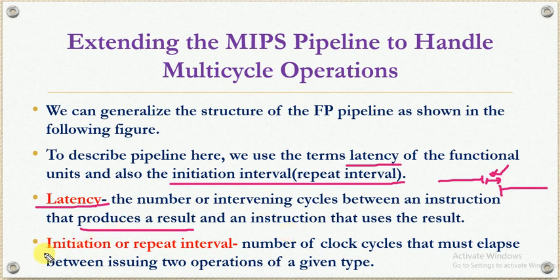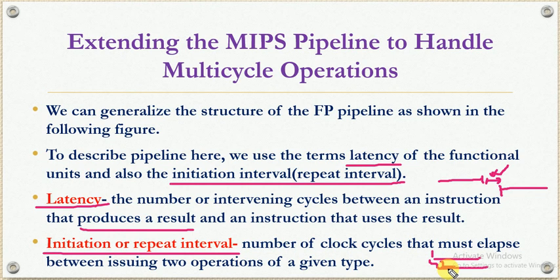Then the second point is initiation or repeat interval. It is the number of clock cycles that must elapse between issuing two operations of a given type. When two operations of the same type are given, say two addition operations, how long will it take to start the second instruction? Normally if the first starts at the first cycle, the second will start from the second cycle. So for most instructions the initiation or repeat interval will be one clock cycle, but not for all instructions. We will see the difference.